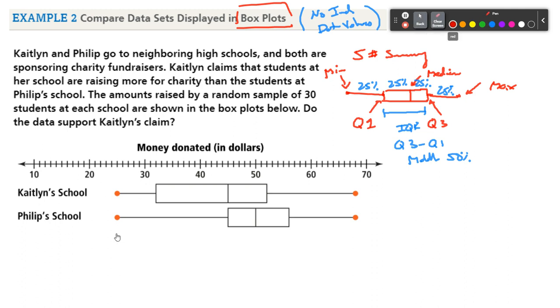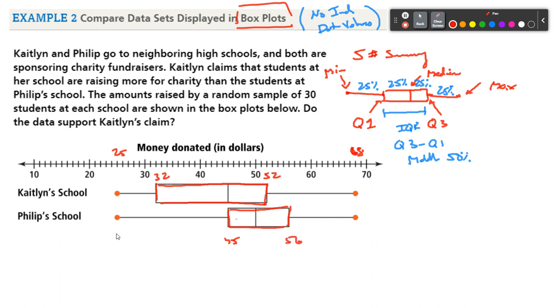So when we look here, there's a couple of things to look at. First off, you can look at the spread. Notice that they both go from about 25 to 68, so there's no real difference in the spread of the data. But now I look at this box, and this one is really spread out, containing numbers from, I would say, 32 all the way up to 52. This box is much more compact, including numbers from about 45 to 56.